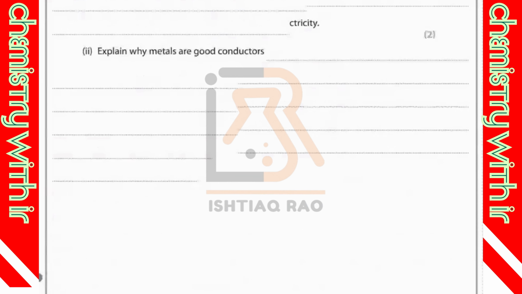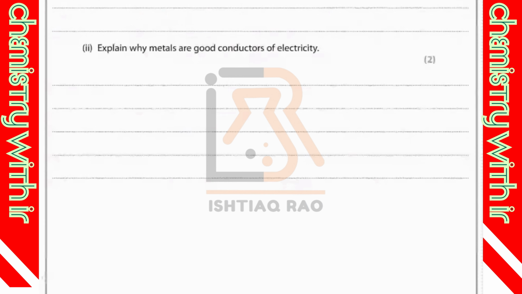Yeah. And why metals are good conductor of electricity? So you will say that metals have delocalized electrons. Do you know what is meant by the term delocalized? Yes. What does it mean? It means that it's free moving and it can carry charge. Exactly. They can move throughout the lattice.